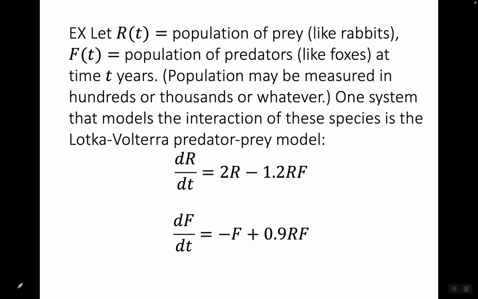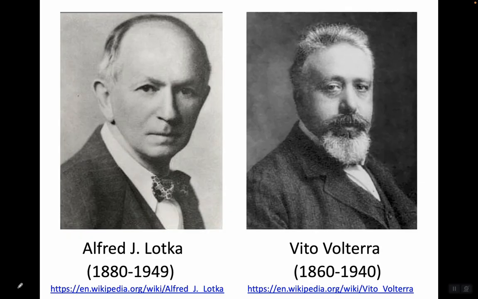dR/dt equals 2R minus 1.2RF, dF/dt equals negative F plus 0.9RF. Now again, you don't have to have a 2 and a 1.2 and 0.9. The numbers could vary, but the predator-prey model is going to follow this format more or less. It's named after the Polish-American mathematician Alfred Lotka and the Italian mathematician Vito Volterra, who developed this theory independently and more or less simultaneously.